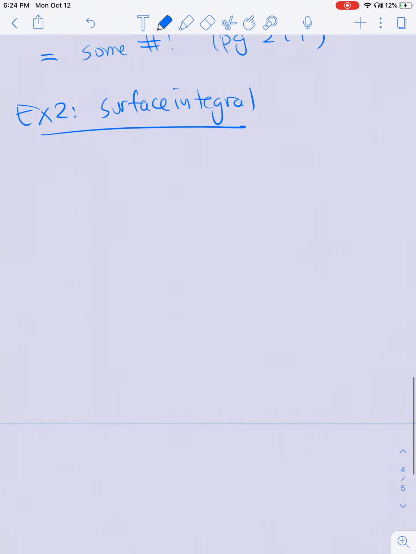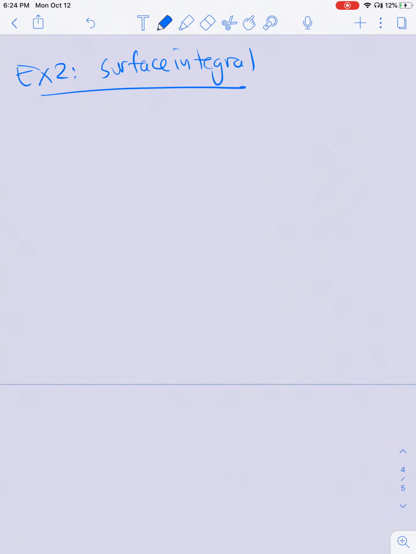So for the second example, we'll do a surface integral. Your book does the same integral with a different parameterization. You're going to get the same thing no matter what parameterization you use, but we'll do a different one. So sigma 2 is going to be the top half of the unit sphere. So this is the regular sphere. We're just considering its top half.